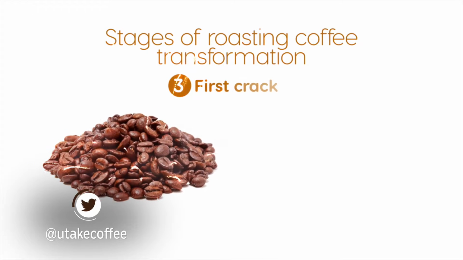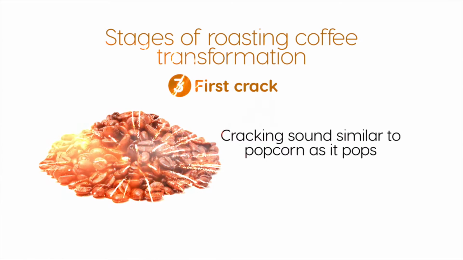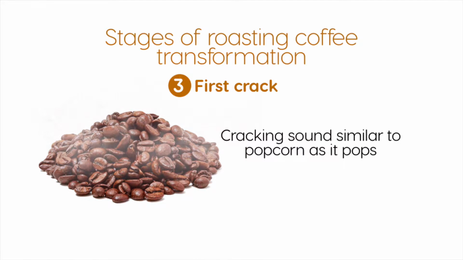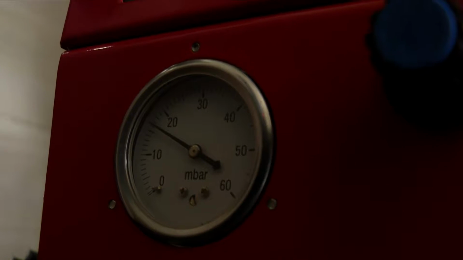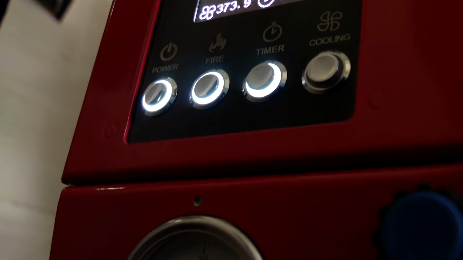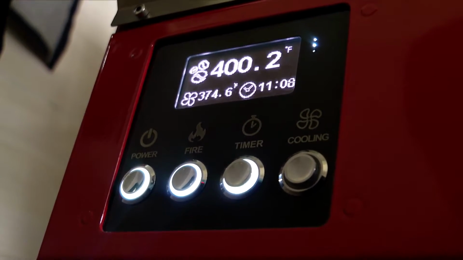The third phase is the first crack. Gases and water vapor have been building up inside the coffee bean and it begins to emit an audible cracking sound when the pressure is finally released. The cell walls are exploding. The sound is very similar to that of popcorn as it pops.